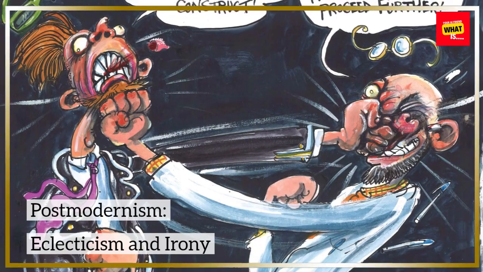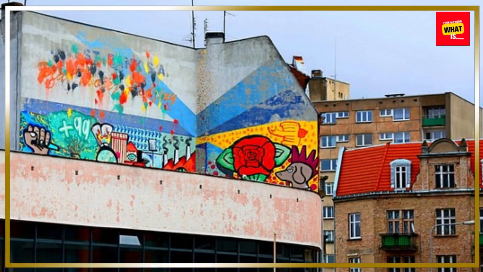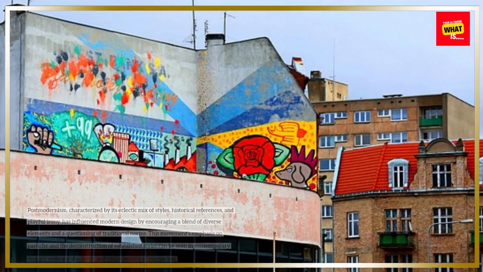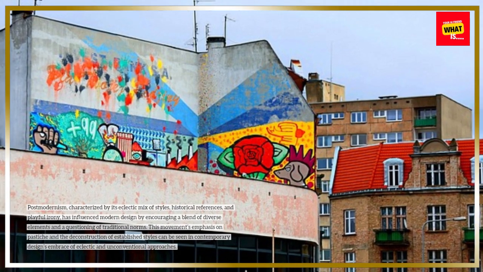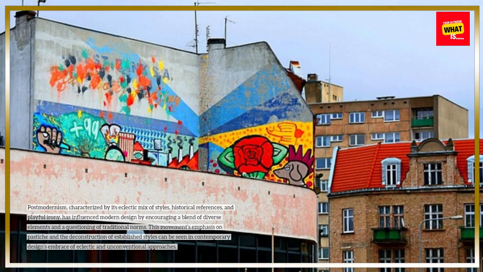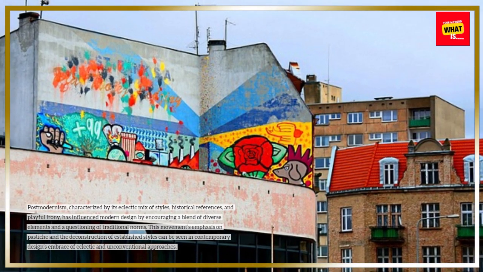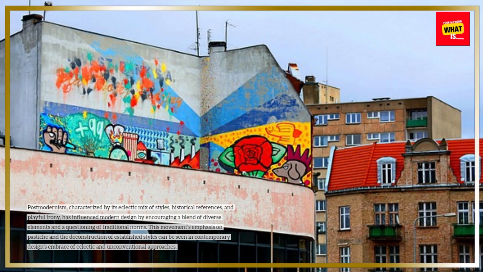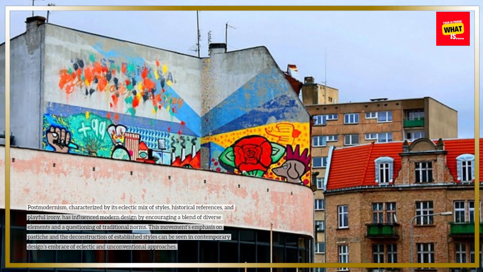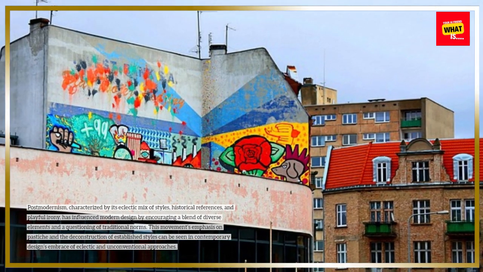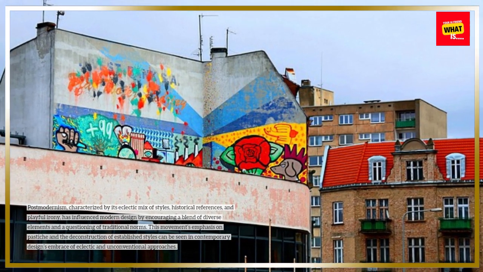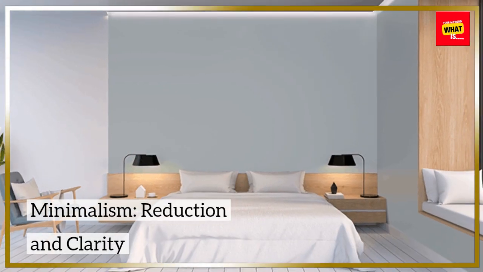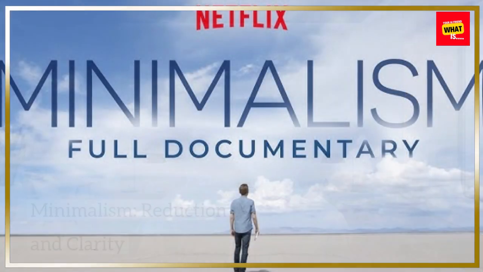Postmodernism. Eclecticism and irony. Postmodernism, characterized by its eclectic mix of styles, historical references, and playful irony, has influenced modern design by encouraging a blend of diverse elements and a questioning of traditional norms. This movement's emphasis on pastiche and the deconstruction of established styles can be seen in contemporary design's embrace of eclectic and unconventional approaches.